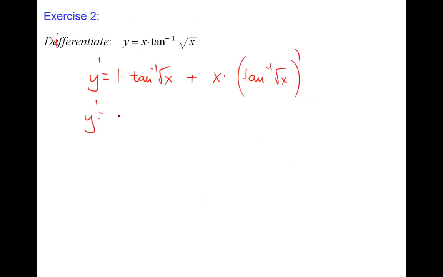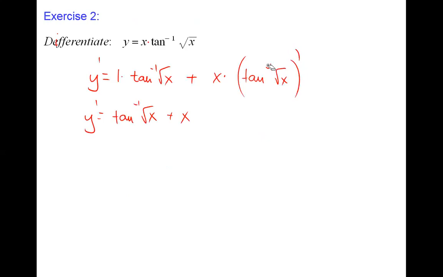While I'm spelling, differentiate x times inverse tangent of root x. First of all, I see a product. That means let's use the product rule. Derivative of x is 1 times inverse tangent, plus x times the derivative of inverse tangent of root x. Okay, I will copy this and I will copy. Okay, now we have to be really careful because we do have a chain rule involved.